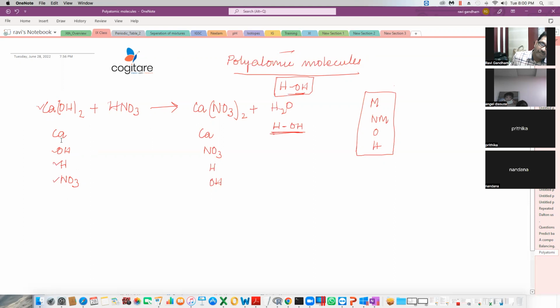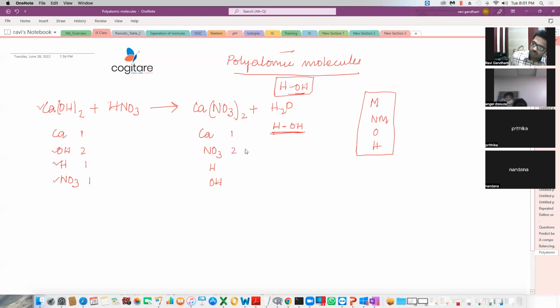Now, how many calcium atoms are there here on the reactant side? Angel? How many calcium? 1. How many hydroxyl? 2. How many hydrogen? 1. And how many nitrate? 1. Is this clear till here? Yes, sir. All good? Okay. Now you have calcium here, 1.